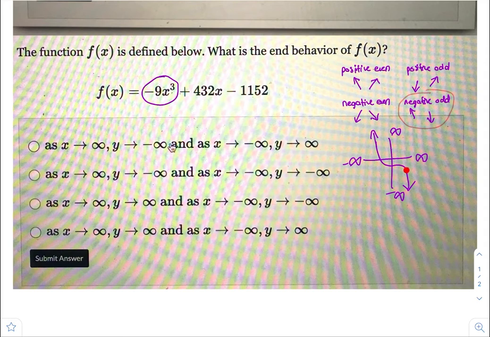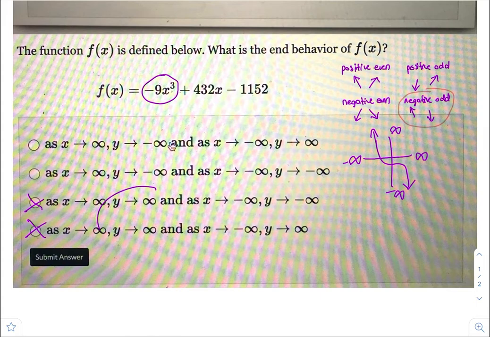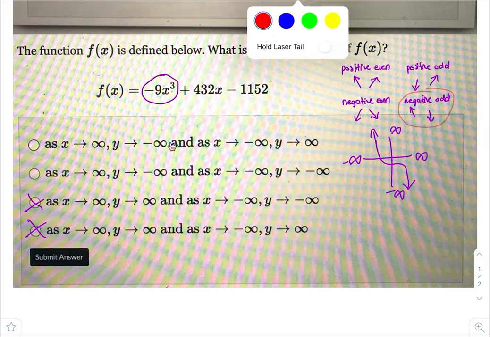It's one of these two. So it can't be these two, you guys, because look, the y says it's going up. But that is not true. Y is not going up. Y is approaching negative infinity, and it's going down. So it can't be those last two options, and it has to be one of the upper two. So let's take a look.